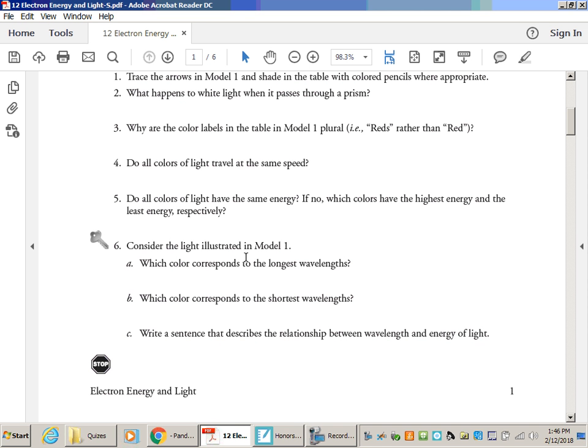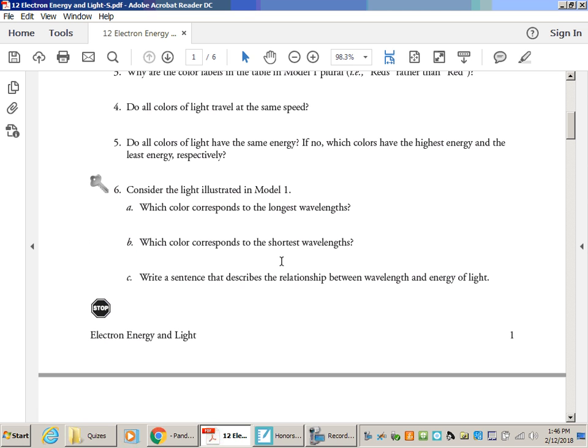Do all the colors of light have the same energy? What do you think, Dean? No. Who's got the most energy? Violet. Who has the least energy? Right. Good. Everybody tell me which color has the longest wavelength? Red. And who has the shortest wavelength? Very good.